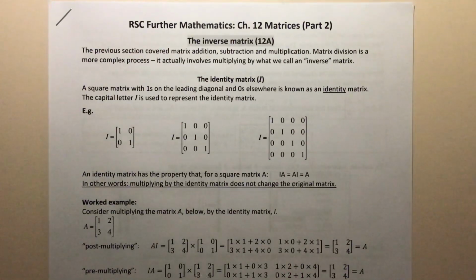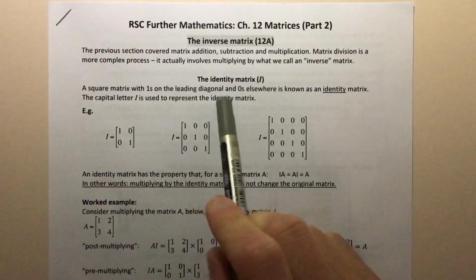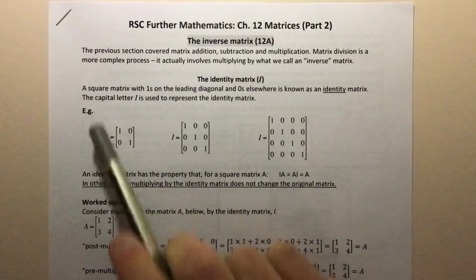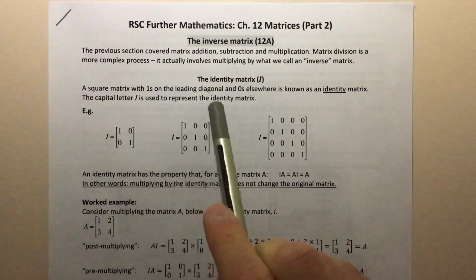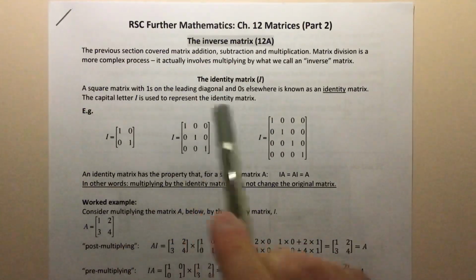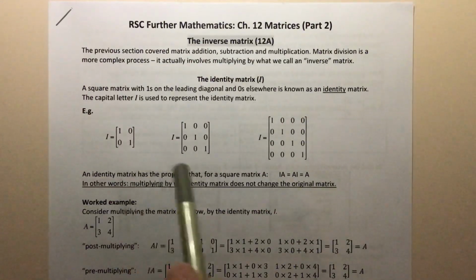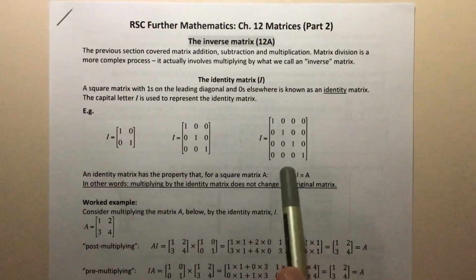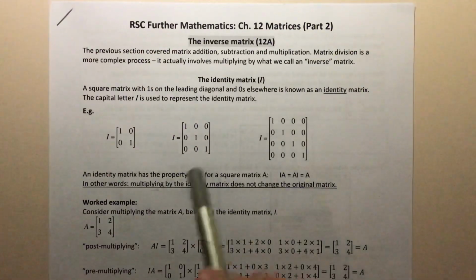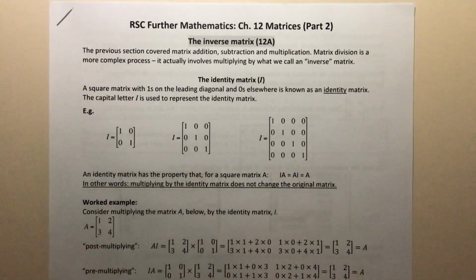The first thing that you need to know about is this thing called the identity matrix, which you might remember from the last section. The identity matrix is a square matrix with ones on the leading diagonal. So from top left to bottom right, every number is a one, and zeros elsewhere. These are three examples of an identity matrix, but the identity matrix can be bigger and bigger and bigger as long as it's square with ones from top left to bottom right and zeros everywhere else.